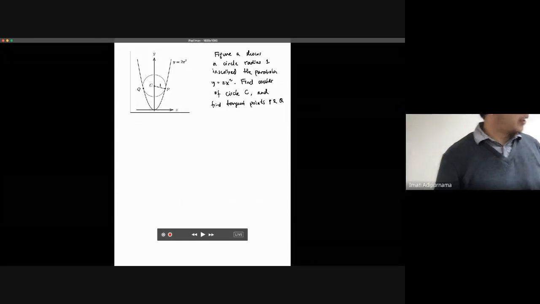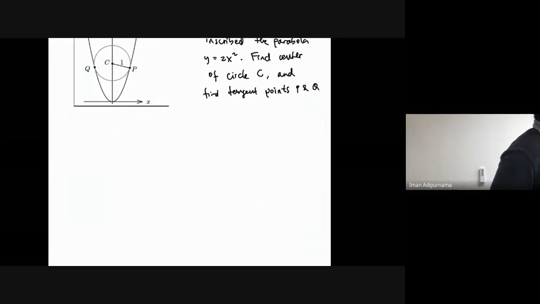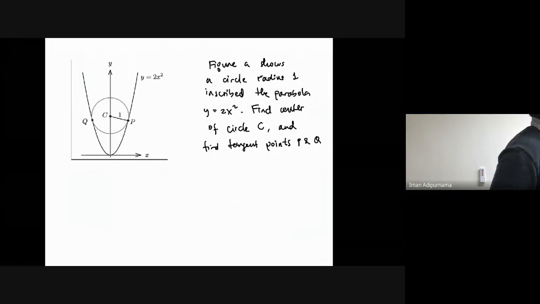Okay, this is okay. Try this one. Probably I don't have really much time to solve it, but check this out. You have the parabola. Inside the parabola, you have a circle. The circle has radius 1. The parabola is y equals x squared. You need to find the center of this circle, C. So this point, and then P and Q.